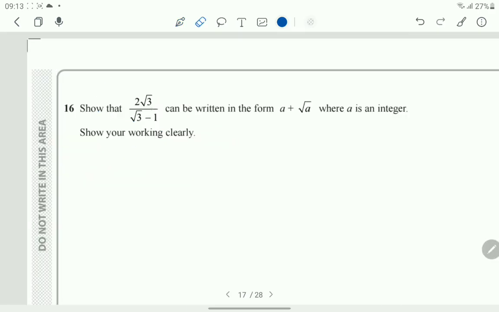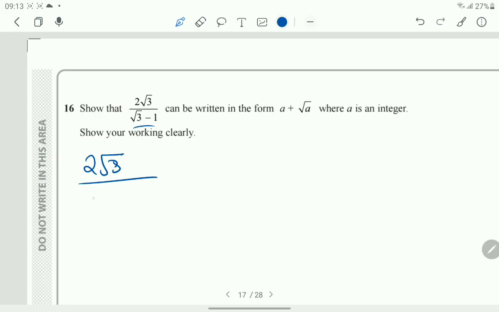Show that 2 root 3 divided by root 3 minus 1 can be written in the form a plus root a, where a is an integer. Show your working clearly. So mathematicians don't really like roots in the denominator, so what we do to get rid of them is change their sign.